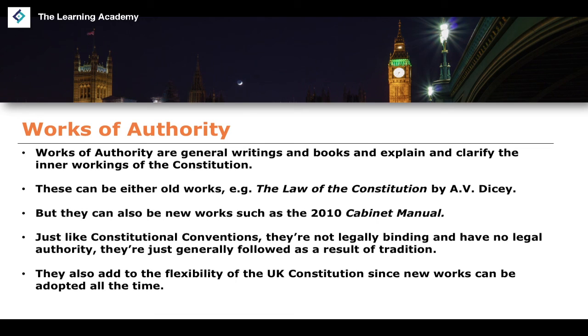So these are the principles of the UK Constitution. We've discussed the nature of the UK Constitution, and we've also discussed the sources of the UK Constitution. In the next lesson, we're going to move on to the next of the topics that will be covered in the exam, which is the parliamentary scrutiny of the executive.